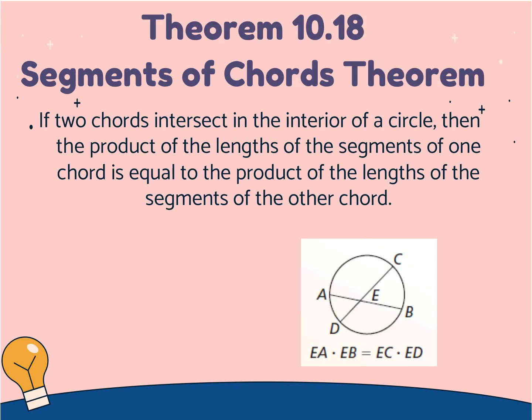So we have theorem 10.18, segments of a chord theorem. If two chords intersect in the interior of a circle, then the product of the lengths of the segments of one chord is equal to the product of the lengths of the segments of the other chord.